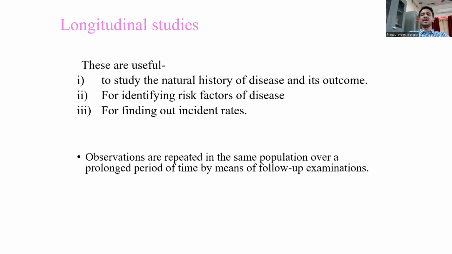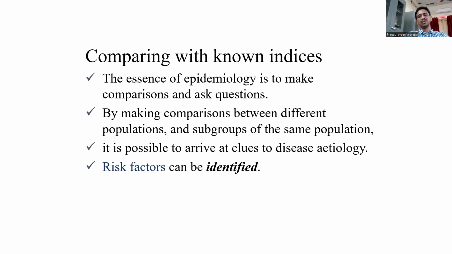A longitudinal study is used to study the natural history of disease and its outcome, to identify risk factors, and to find out the incidence rates. Observations are repeated in the same population over a prolonged period of time by means of follow-up examinations. As we are following them, you are seeing the same disease process repeatedly. So this type is called a longitudinal study.